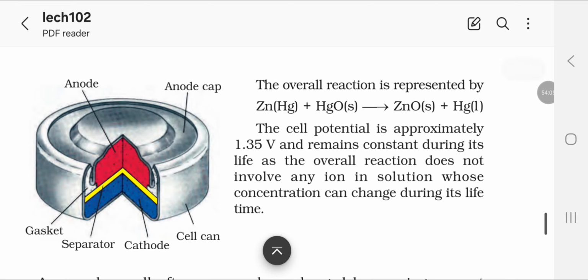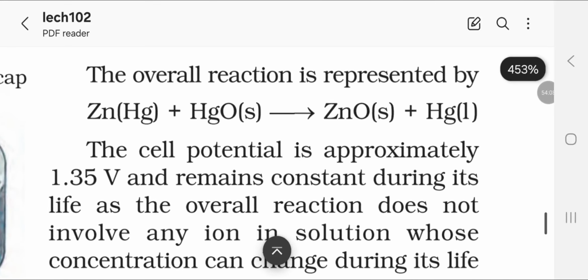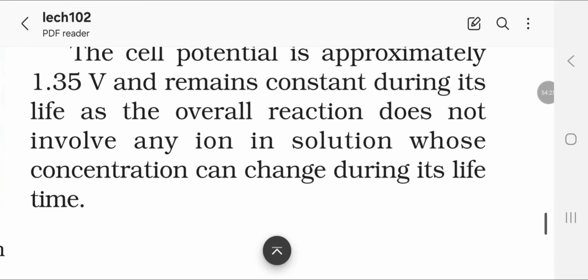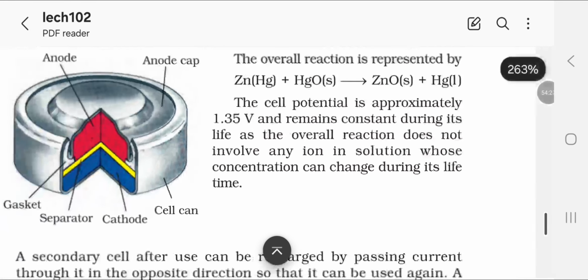The overall reaction is represented by Zn(Hg) plus HgO gives out ZnO plus Hg. The cell potential is approximately 1.35 volt and remains constant during its life as the overall reaction does not involve any ion in solution whose concentration can change during its lifetime.